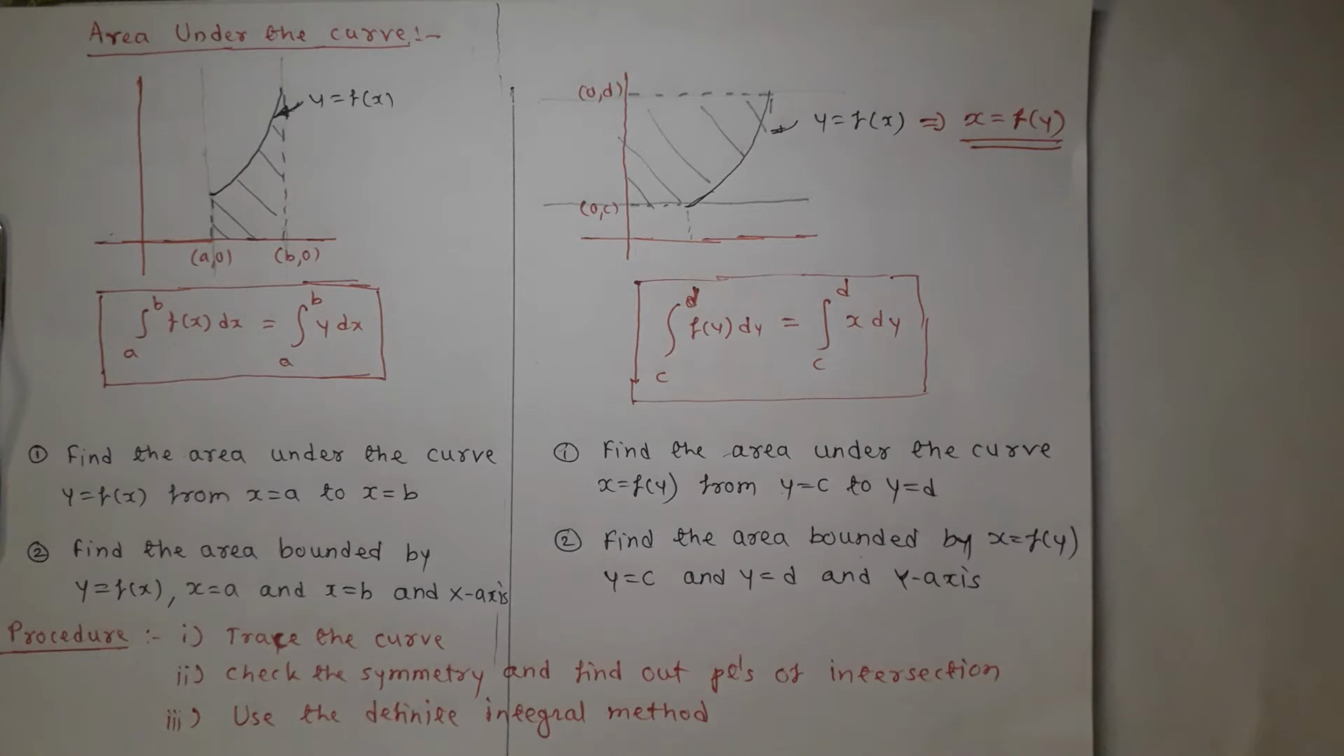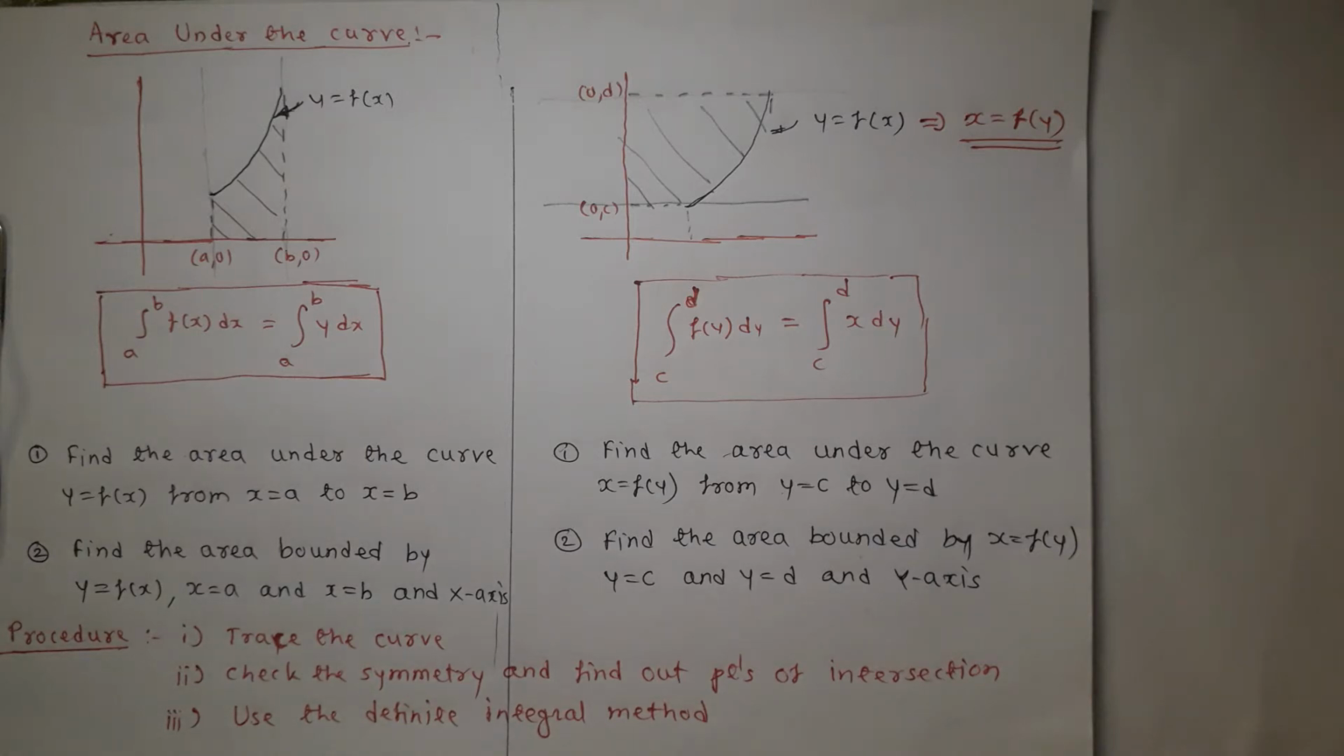about y-axis. If the power of both x and y is even, then the curve is symmetric about both x as well as y axis. For example, x raised to 4 plus x square y square plus y raised to 4 is equal to 0. Such a curve is symmetric about both x and y axis.